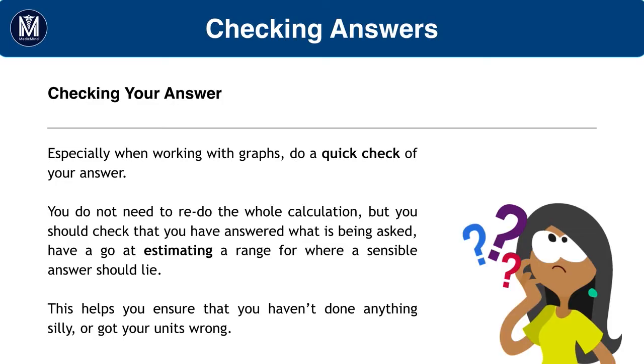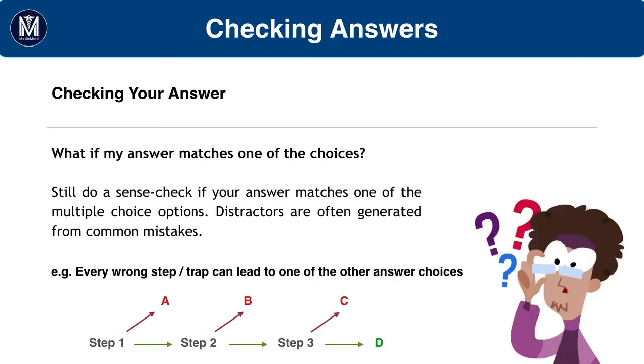Next, checking answers. We touched upon this in tutorial 2 on estimation versus precision. Once you've done a question, it's very useful to do a quick sense check and make sure you've got the answer in the right region. You can do this by using the figures in the question to do a very sensible and quick estimation. And this makes sure you haven't done anything wrong, especially with your units. Even if your answer matches one of the choices, it doesn't mean that you shouldn't do a sense check.